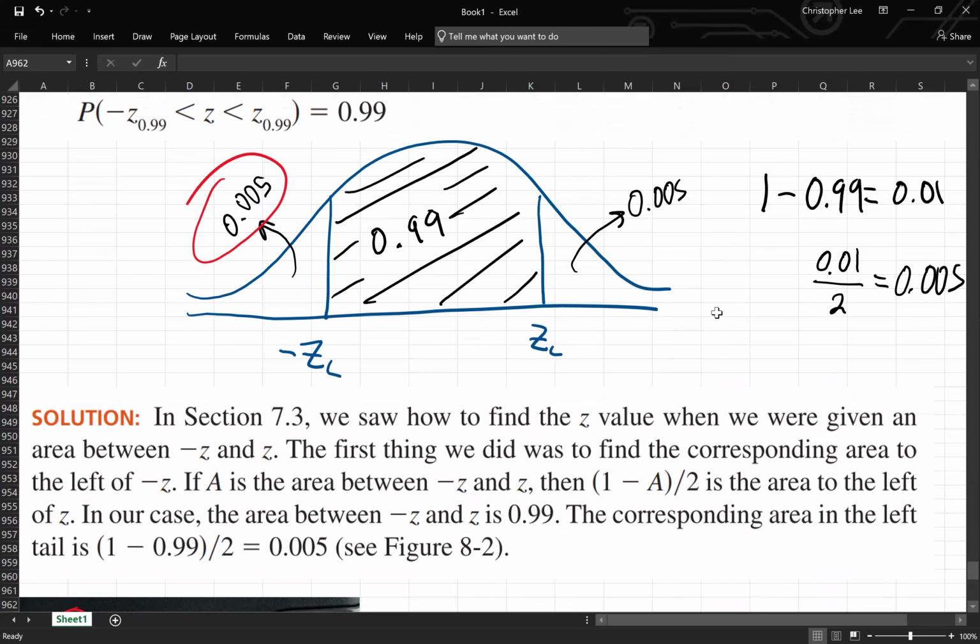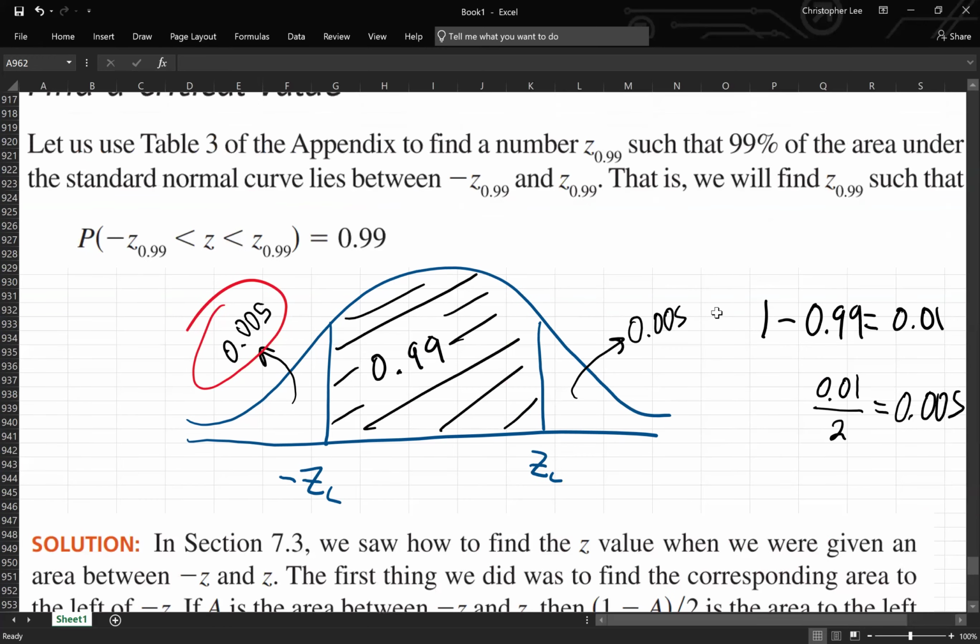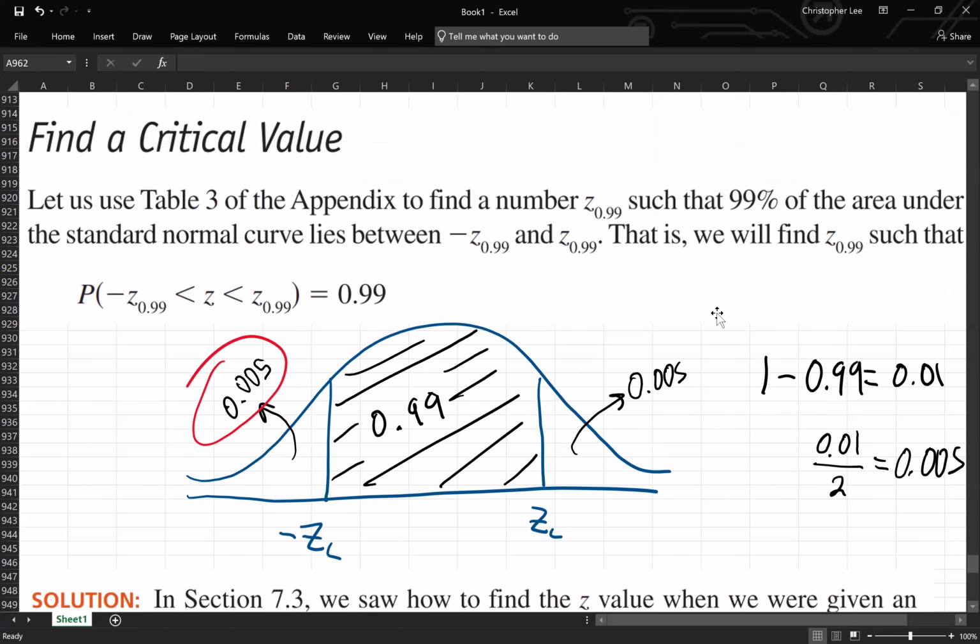So look, I'm looking for an area for 99%. That's my confidence level. The 99% is always going to be right here in the middle, and that 99 could change. It could be 89, it could be 54, whatever. It's going to be in the middle. That's just the point of it.